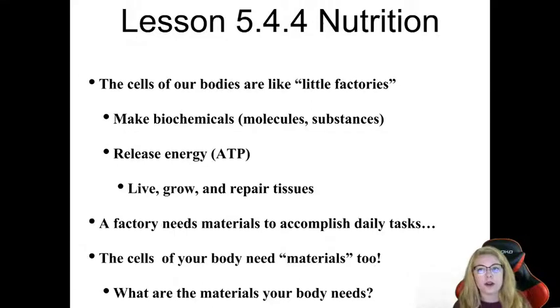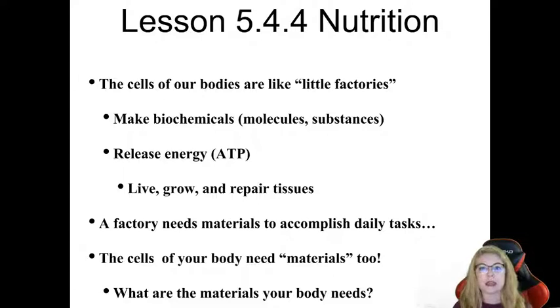The cells of our bodies, you can think of them like little factories. We studied those earlier in the school year, and we talked about all the different organelles. You worked in group projects to create those cell diagrams. I still have some of those tucked away in the classroom. We talked about all those different organelles and their jobs and their functions.